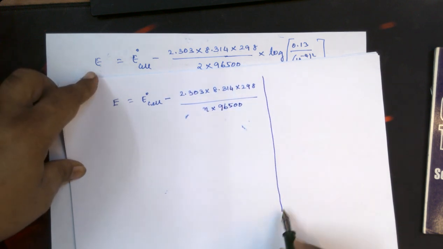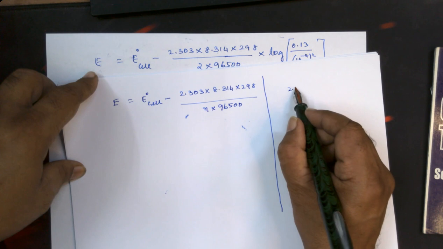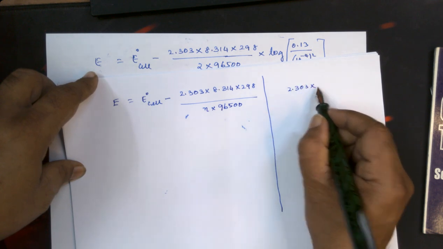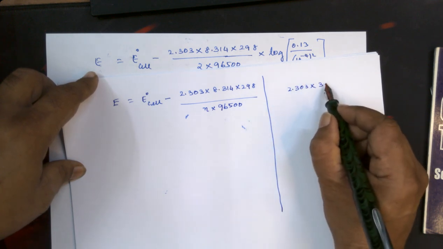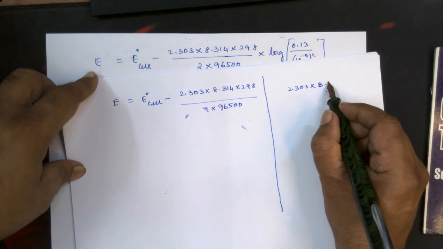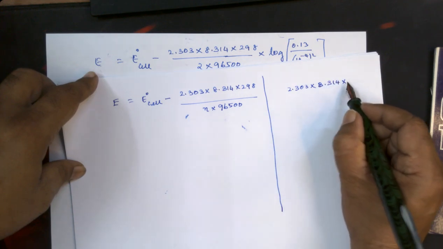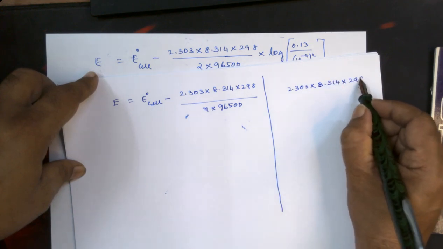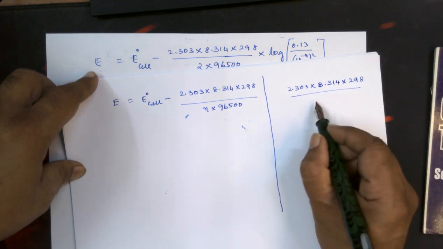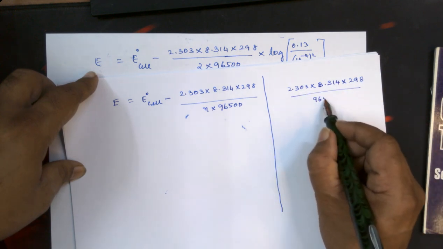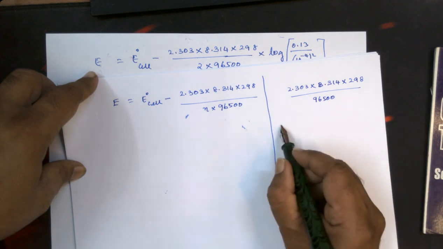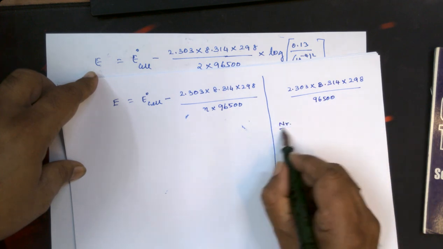We will try to obtain the value of 2.303 into 8.314 into 298 whole divided by 96,500. Now first take the numerator.